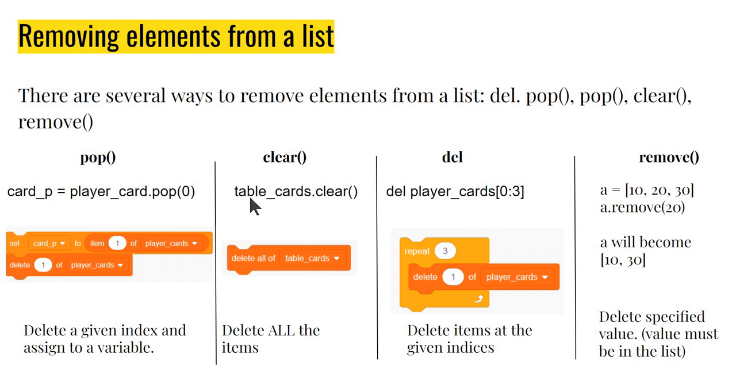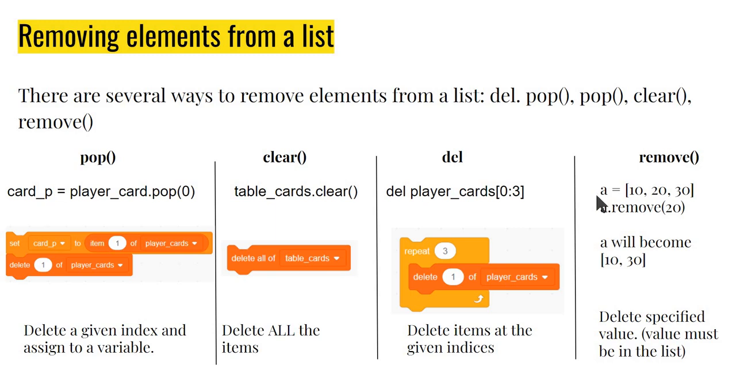Next, we looked at clear, for example, to clear the table cards. Clear is quite straightforward. Basically, go and delete everything from that list. That's the equivalent in Scratch of delete all of table cards. Next, we looked at del. Del is kind of like delete in Scratch, and here we specify the indices and we delete the items at those indices. The interesting bit here is that unlike pop, I can specify a range of indices, and that's what we did, for example, to delete the top three cards from the player cards. We could also specify one index, but we can specify a valid range.